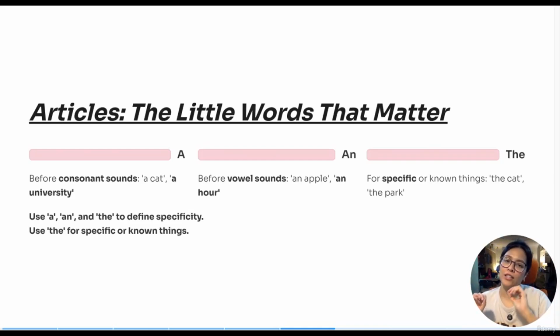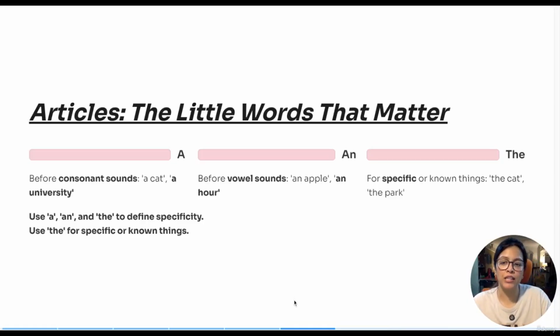So when we say a cat, k is the sound and we will place a before it. Now, when we say university, though it starts with a vowel, which is U, the sound is 'yoo'. That is not a vowel sound. If you look closely, the sound which the letter U produces is different, like umbrella, ulterior, right? So we will add a before it. A university, not an university.